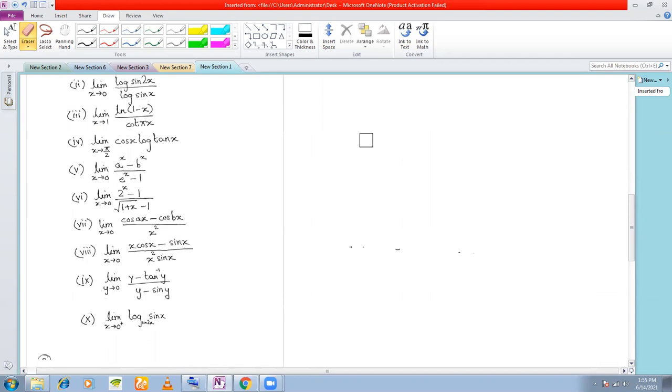Next one is number 6. We start by saying let L is equal to limit x tends to 0, 2 to the power of x minus 1 divided by root 1 plus x minus 1. Fine. So what form is this first? Let's put x is equal to 0. So numerator you get 0 and the denominator also you get 0. So this is 0 by 0 form.